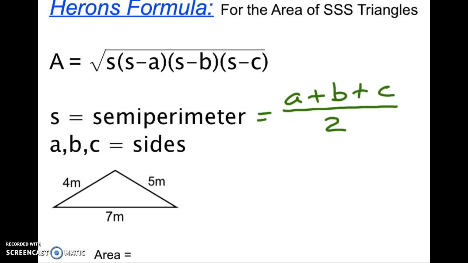If we look at the first example here, the sides are 4, 5, and 7 meters. So the first thing we're going to want to do is find the S. So we're going to add the 4 plus 5 plus 7 and divide by 2. If we do the math, hopefully we should be coming up with 8 for the S.